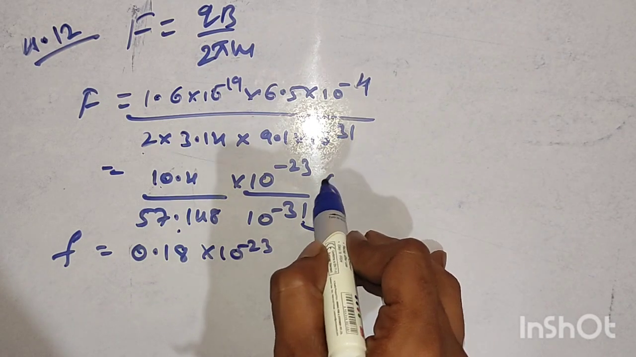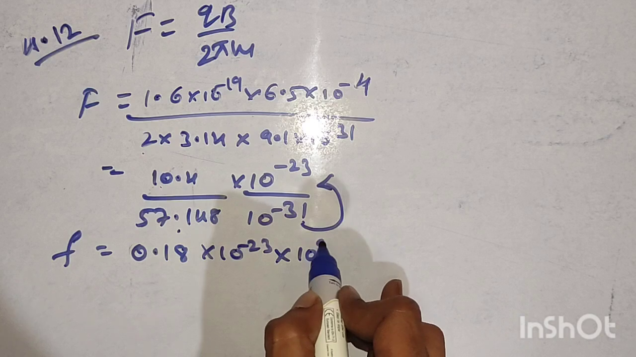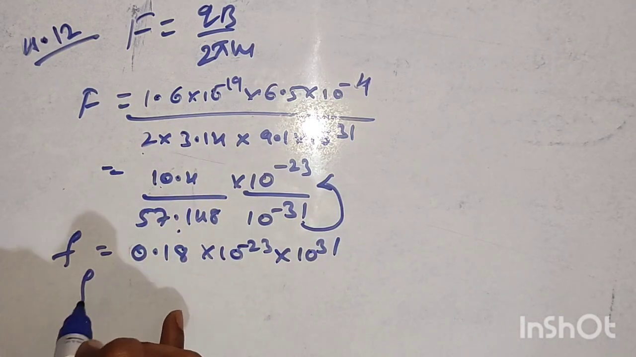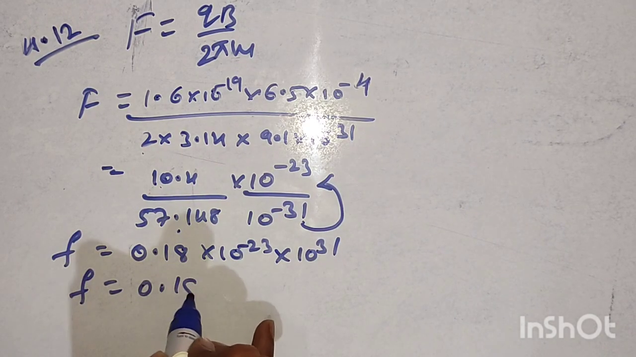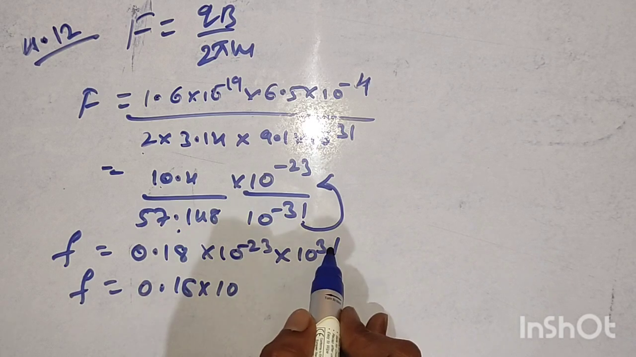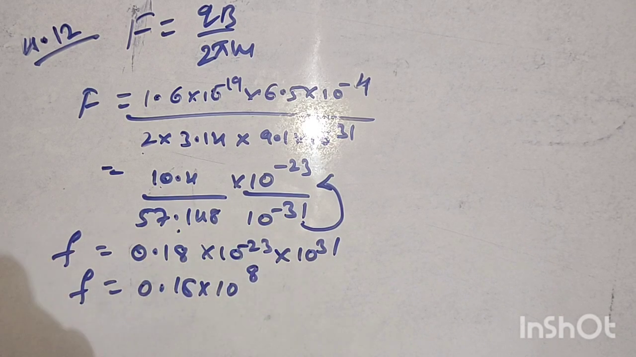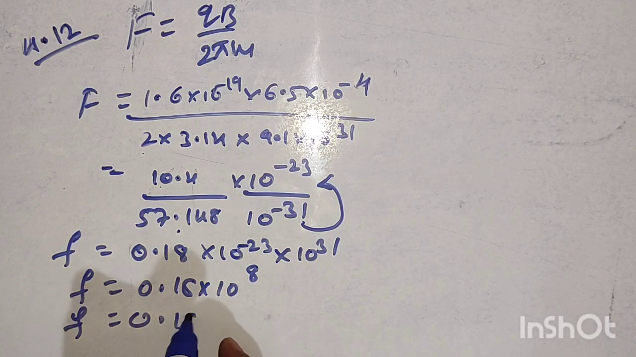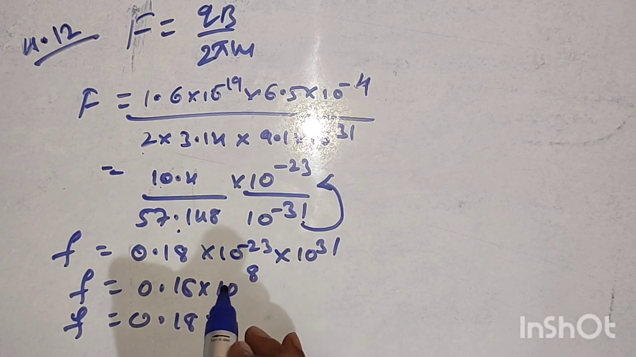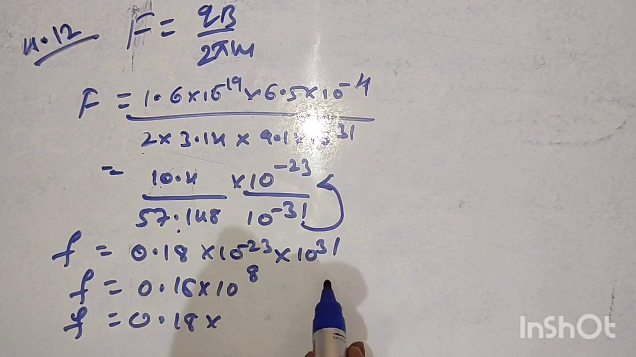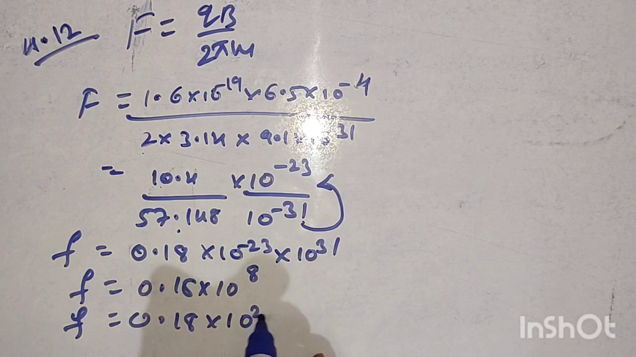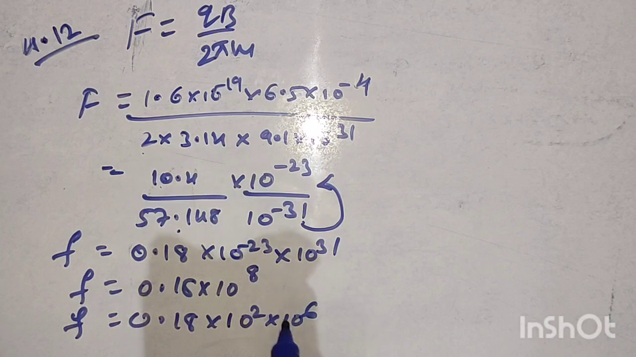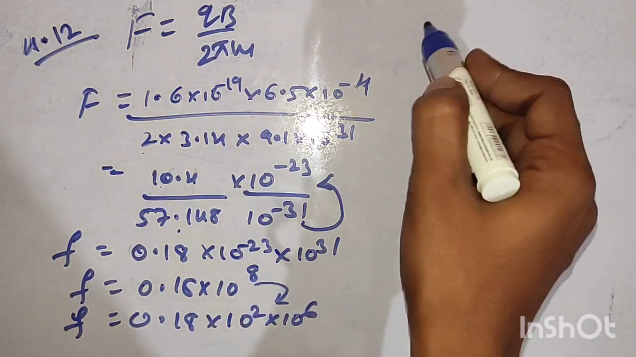If you shift it to the numerator, it becomes 10 to the power 31. So F is equal to 0.18 into 10 to the power of minus 23 plus 31, which will be 10 to the power 8. So F is equal to 0.18 into, if I simplify the power, 10 to the power 2 into 10 to the power 6. We can write it like this: 10 to the power 8, I write 10 to the power 2 into 10 to the power 6.